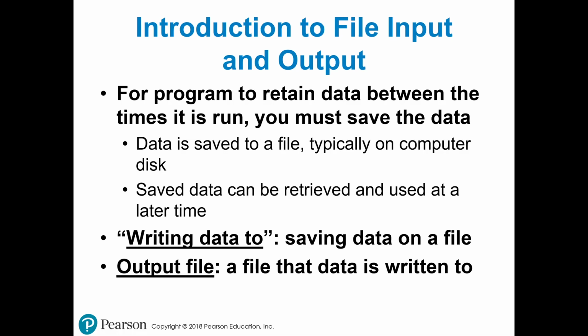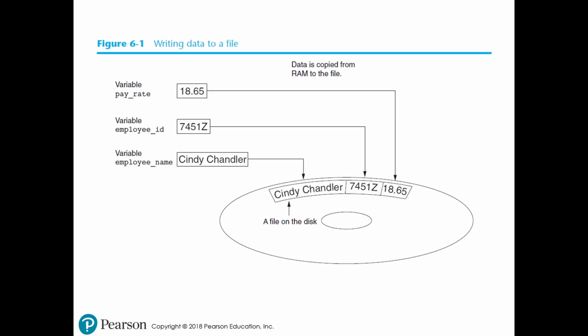There's a little bit of nomenclature. So we say writing data to when we mean saving data in a file. So if I say I'm going to write data to a file, that means I'm going to save the data that I have in memory in the program into the file. And another common term is output file. So output file is a file that data is written to, as opposed to an input file, which is a file that data is read from. So let's look at writing data to a file.